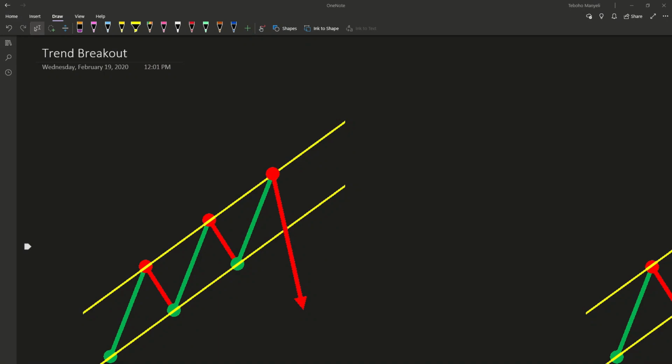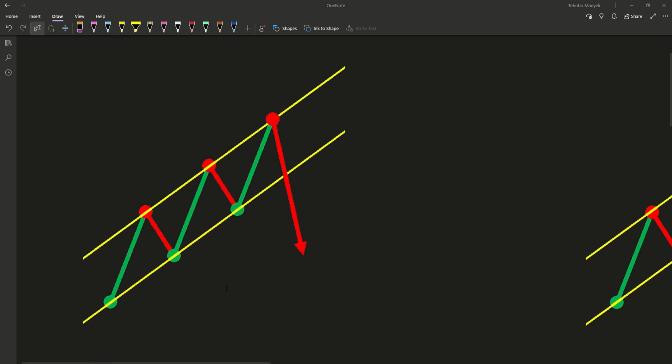Trend breakout. In this topic, we're going to be understanding how structures come to an end. In order to understand that, we must still remember the previous knowledge that we've learned about types of trends. In this case, we're looking at an upward moving trend.